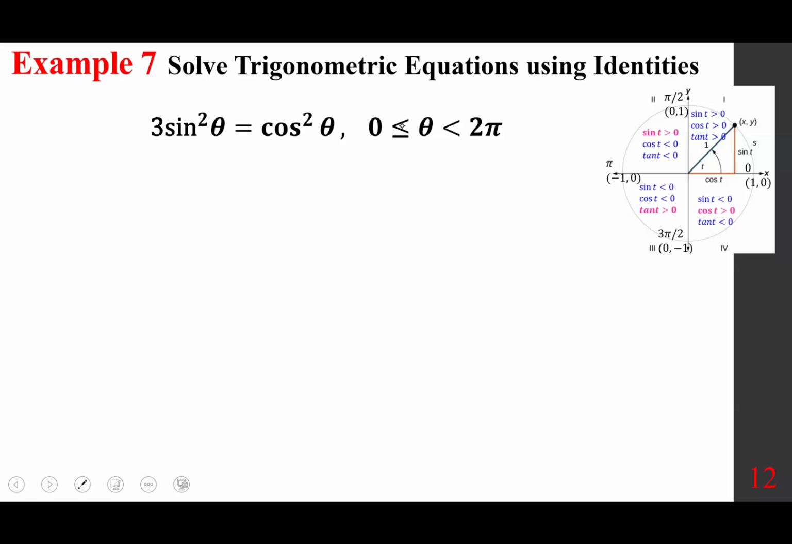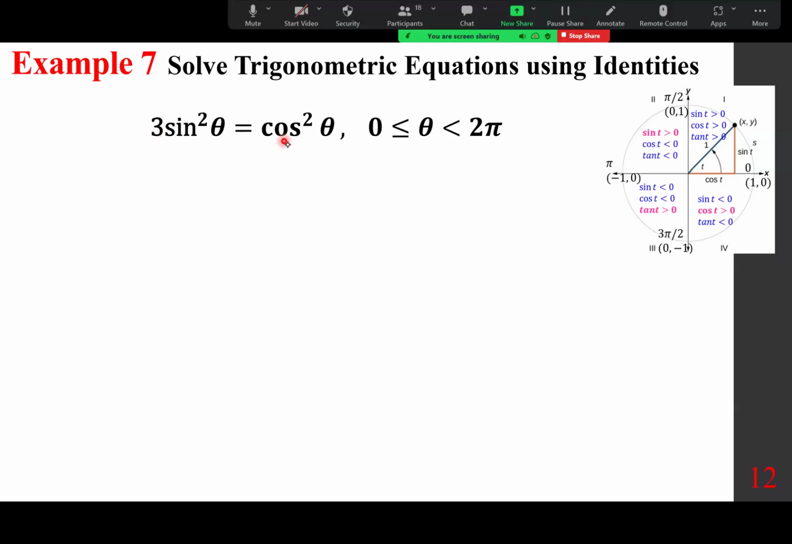Three sine squared equals cosine squared. We are going to use the identity sine squared plus cosine squared equals 1, and therefore change one of them. And since this one has 3, maybe we change this one to 1 minus sine squared. Sine squared plus cosine squared equals 1. It's one of those Pythagorean identities. You should be very comfortable.